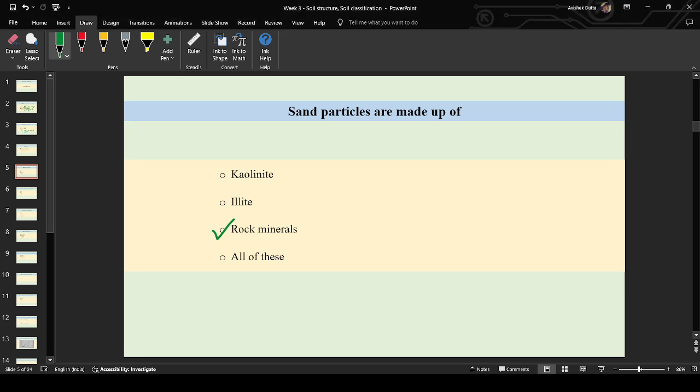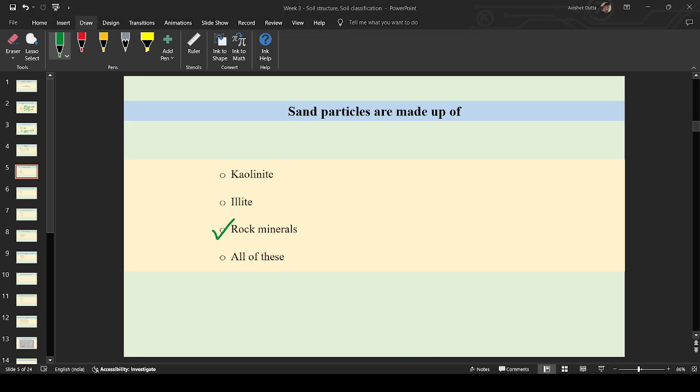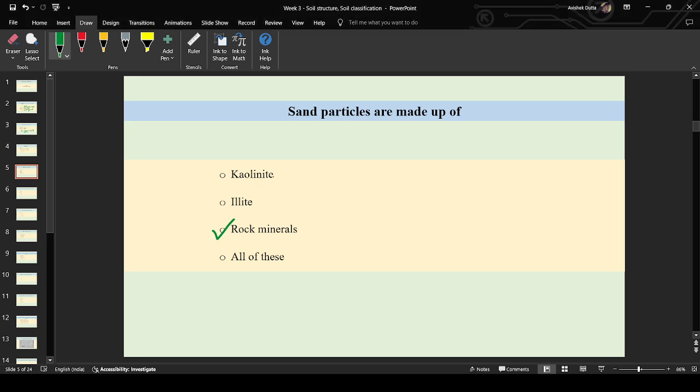So, what are kaolinite and illite? Yes, clay minerals. Very good. Kaolinite and illite, they are clay minerals. I guess we have another question regarding clay minerals. So, yes, sand particles are made up of rock minerals. Next question.